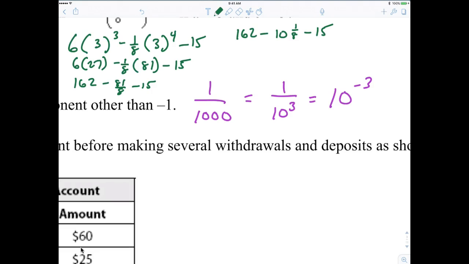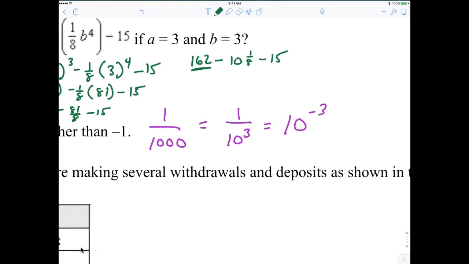1 over 10 to the 3rd power is 1 over 1,000. What are we doing? We're doing the one above that. All right, so here we go. 162 minus 10 is what? 152, right?